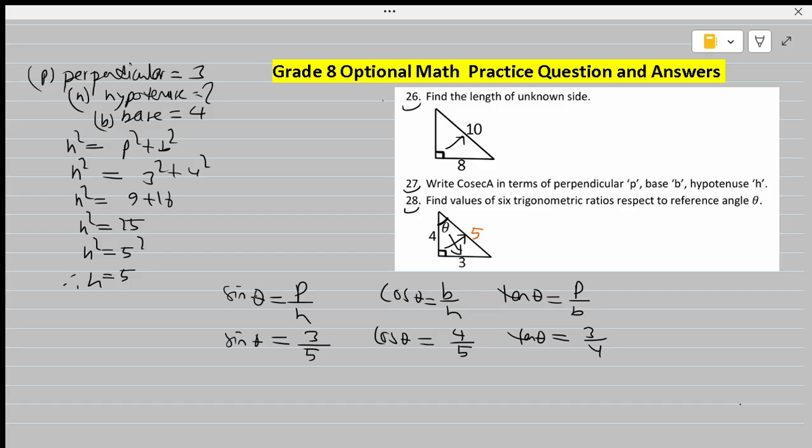And now the next 3 ratios, really they are cosec, sec and cot, right? Next 3 ratios cosec, sec and cot, and these 3 next ratios are really reciprocal to the first 3 ratios sine, cos and tan. So cosec is reciprocal of sine, so 5 by 3 we have to write. Sec is reciprocal of cos, so 5 by 4 you have to write, and cot is reciprocal of tan, so 4 by 3 we have to write. So this way we found here values of all 6 trigonometric ratios for reference angle theta in this right angle triangle. Now move on to number 29 onward. So let's make this clear first.